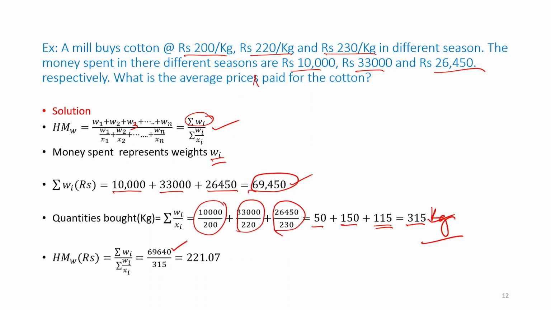So the total cost and the total kg purchased, the ratio gives you the mean value, and that is what is the harmonic mean. Because you see here the numerator is basically the total money that was spent, and the denominator in this formula represents the kg of cotton which was bought. So this is the cost part and this is the weight.